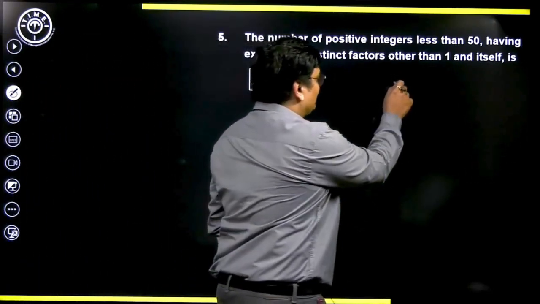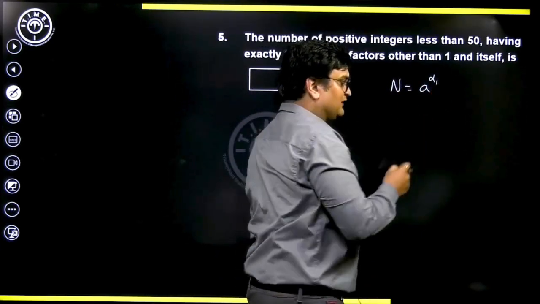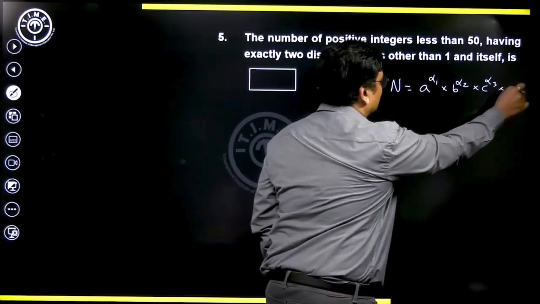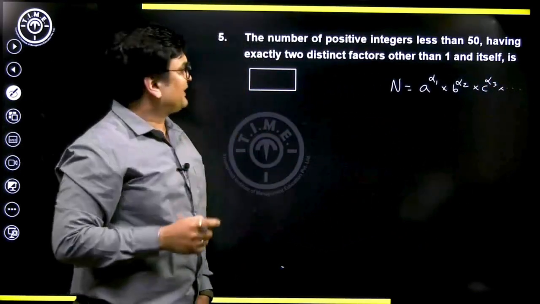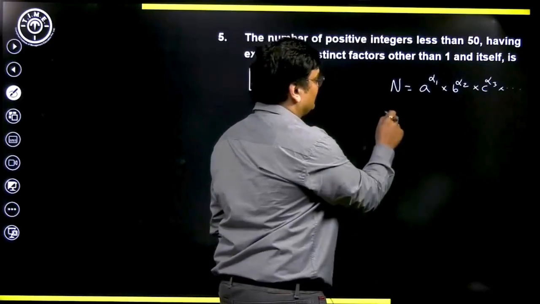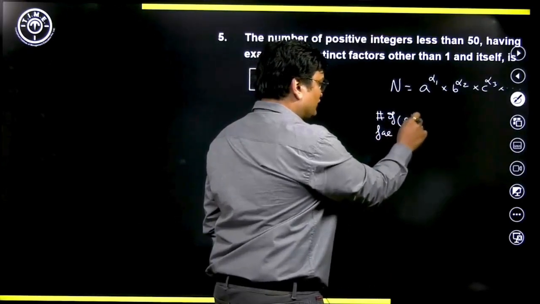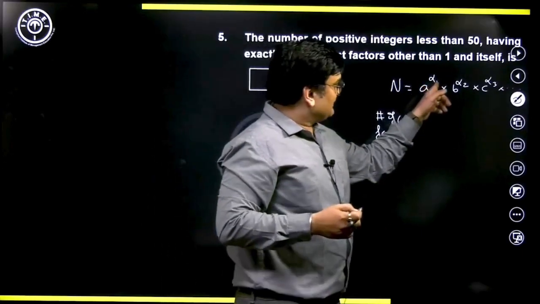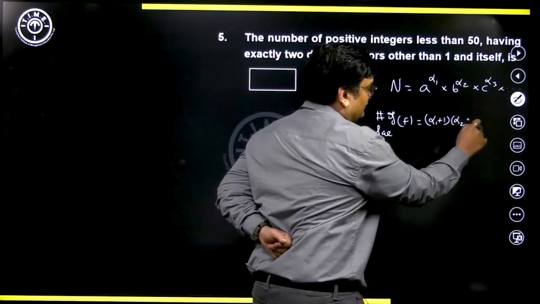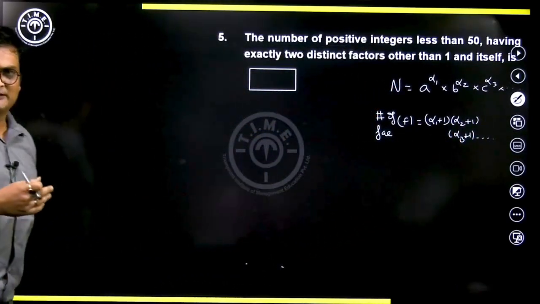So by the way, when you write any number n in prime factorized form, a to the power alpha 1, b to the power alpha 2, c to the power alpha 3 and so on, where a, b, c are prime numbers and alpha 1, alpha 2, alpha 3 are natural numbers, then the number of factors, let's call it f, will be given as alpha 1 plus 1, alpha 2 plus 1, alpha 3 plus 1, and then we multiply. That is how we get the number of factors.